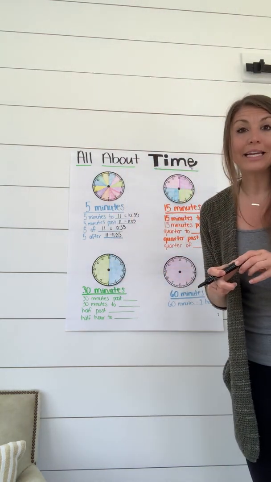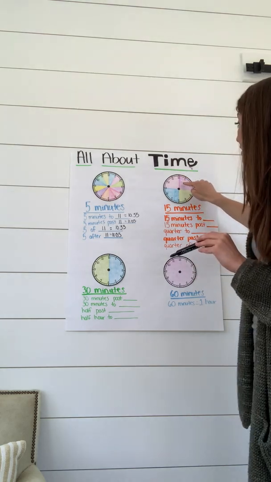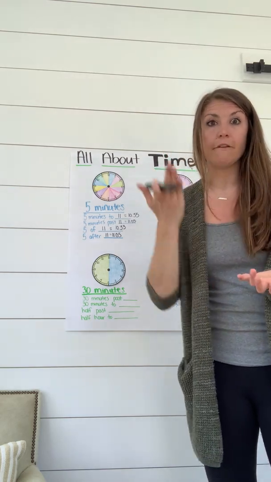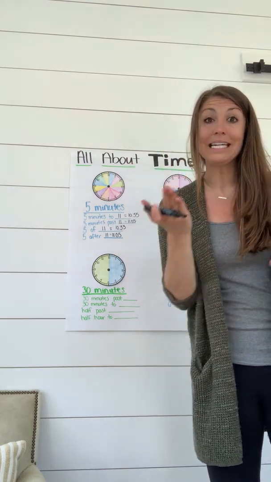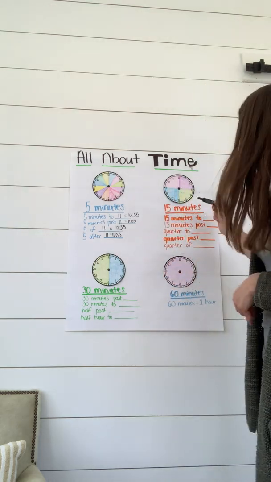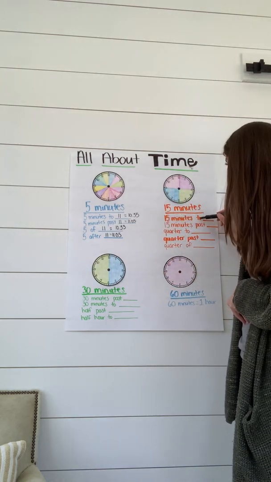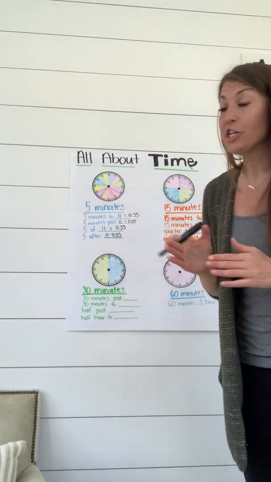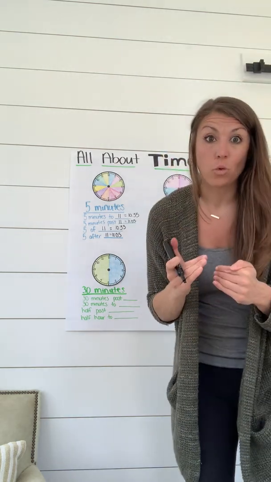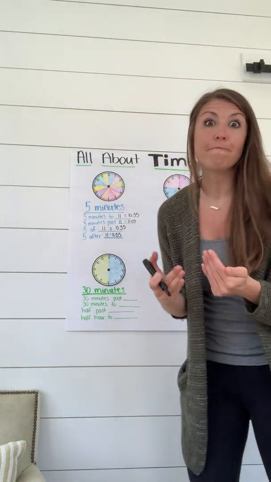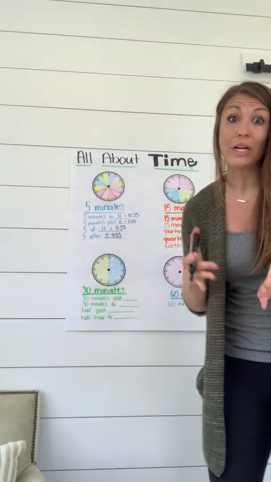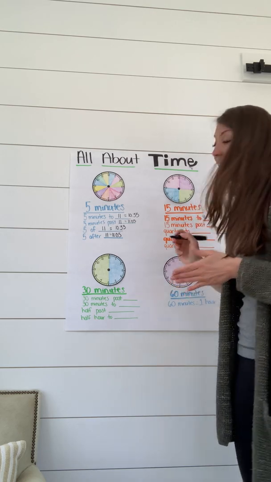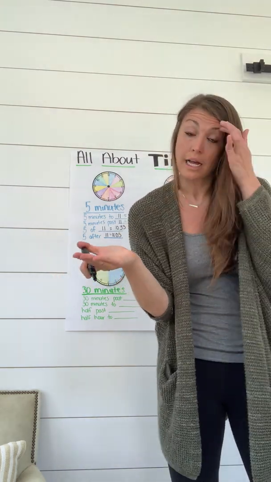Now you're going to hear about 15 minutes, and you can see there are 4 15-minute sections on a clock. 15 plus 15 plus 15 plus 15 equals 60. So let's say 15 minutes to 4 o'clock. Again, to means before. So 15 minutes before 4 o'clock would be 3:45. 15 minutes past 4 o'clock would be 4:15.